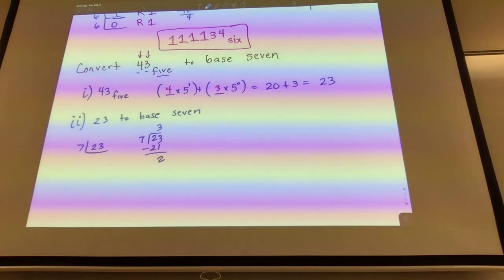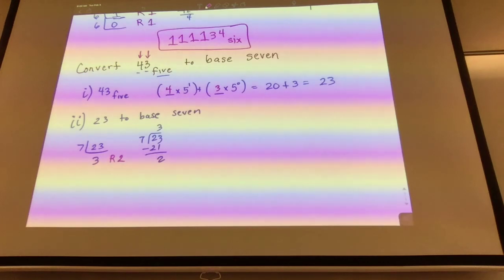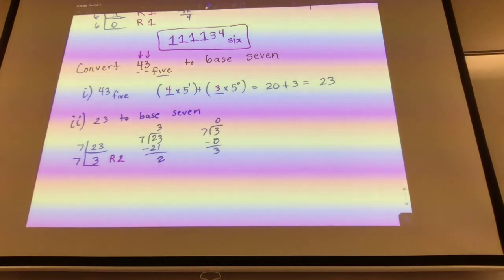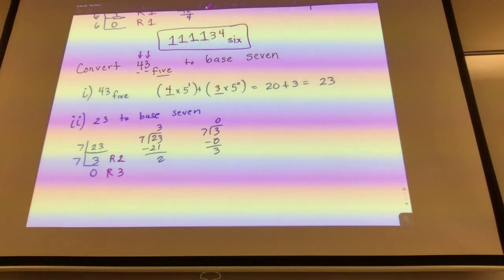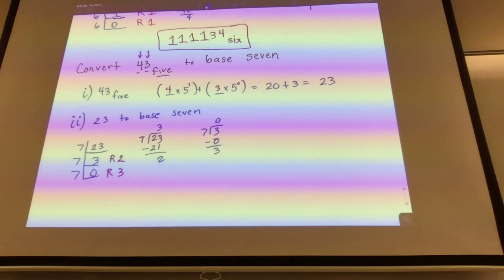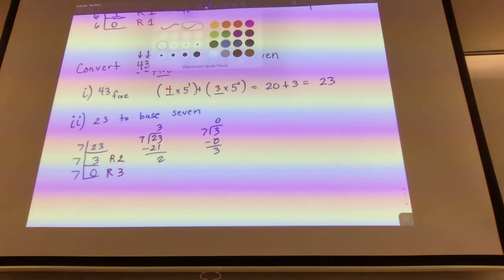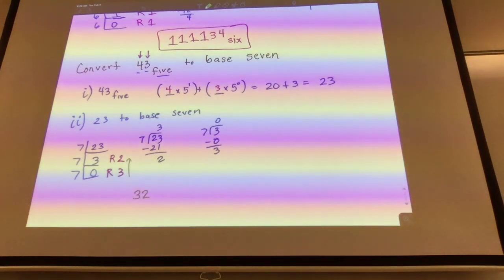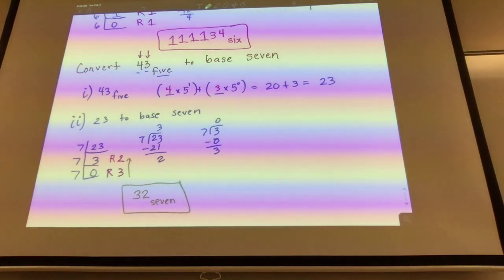So I got 3, remainder 2. I'm going to take 3 and then divide that by 7. I got 0, remainder 3. So then we'll have 32, remember, because we go from bottom up, 32 base 7. So that's a 2-step process on this one.